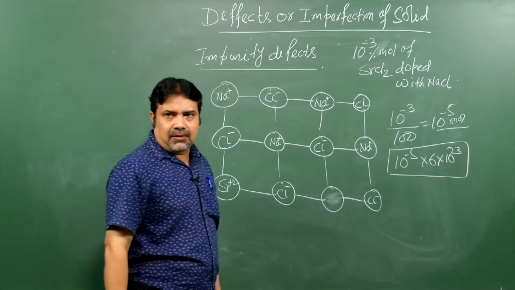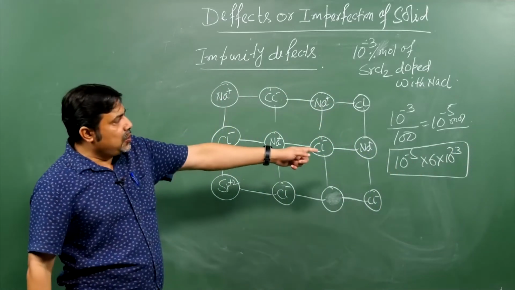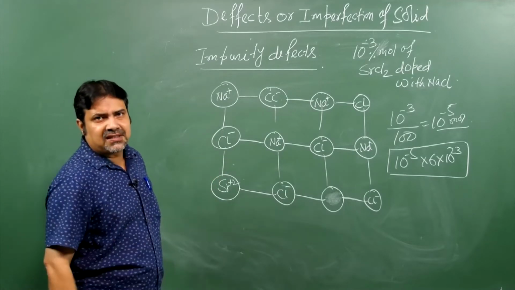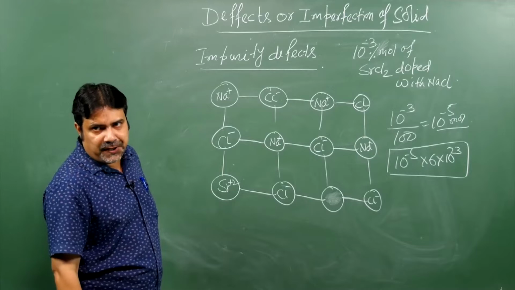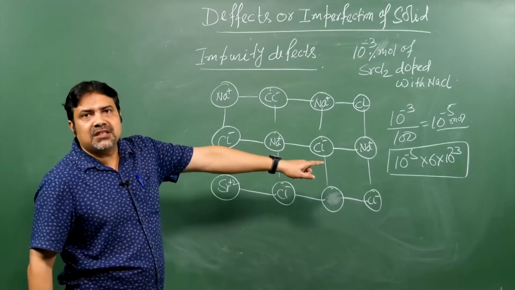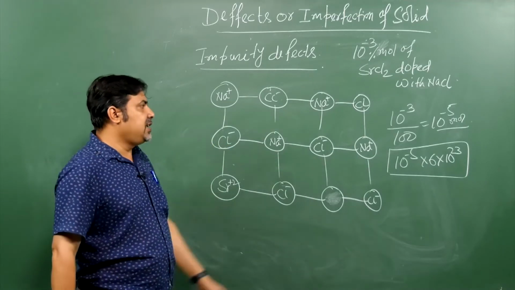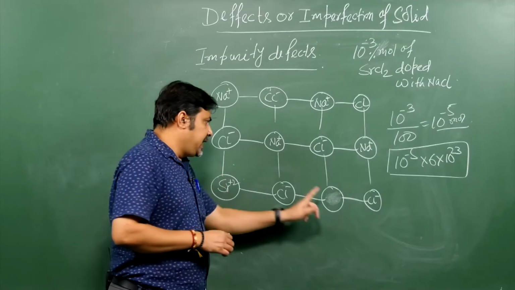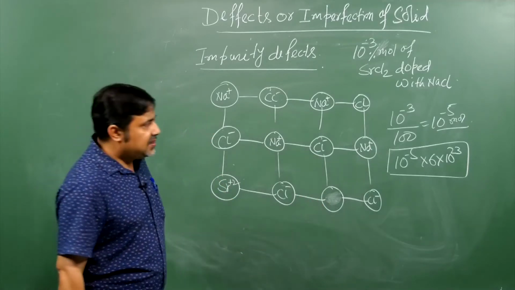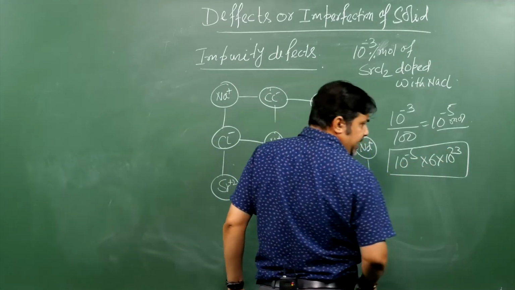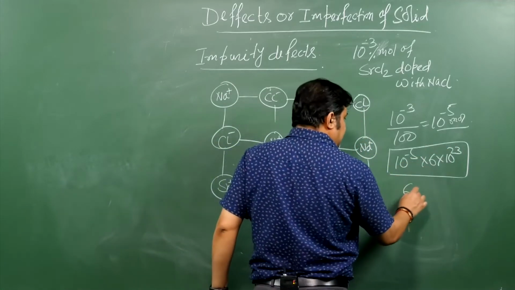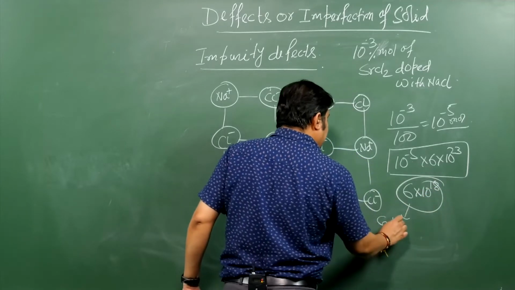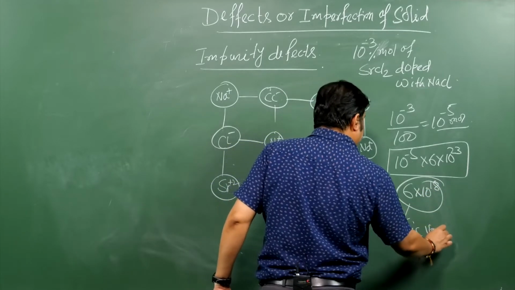One mole will contain Avogadro number of strontium. This many moles will contain 10 to the power minus 5 into Avogadro number. Roughly we took 6 rather than 6.023 into 10 to the power 23 to make the calculation easy. Now look, one strontium creates one cationic vacancy. This many strontium will create how many cationic vacancies? You can write this as into 10 to the power 18. So this many cationic vacancies will be created.